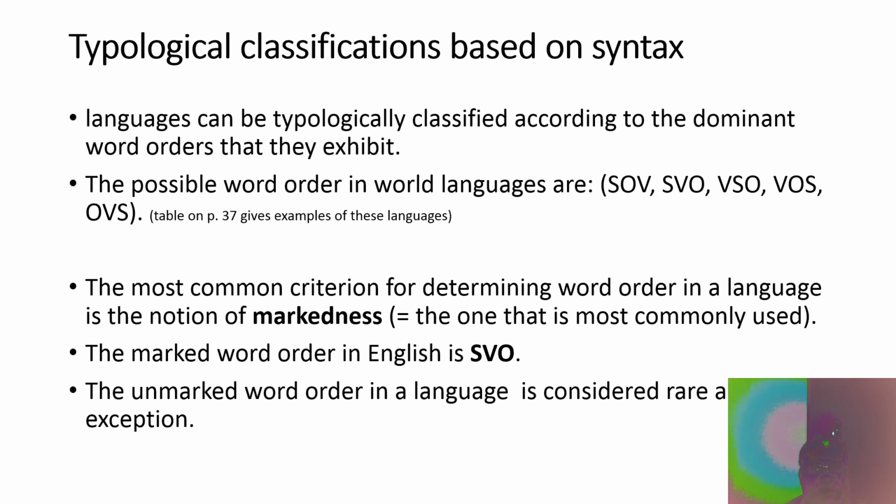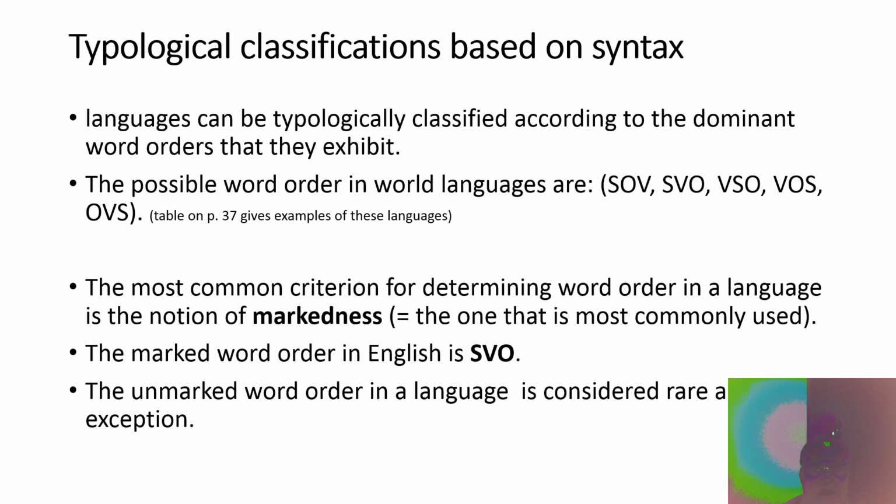Now, let's move to the typological classification based on syntax. Syntactically speaking, we talk about the word order of languages. In modern English, for example, we say SVO. So let's talk about how languages are classified typologically according to syntax.